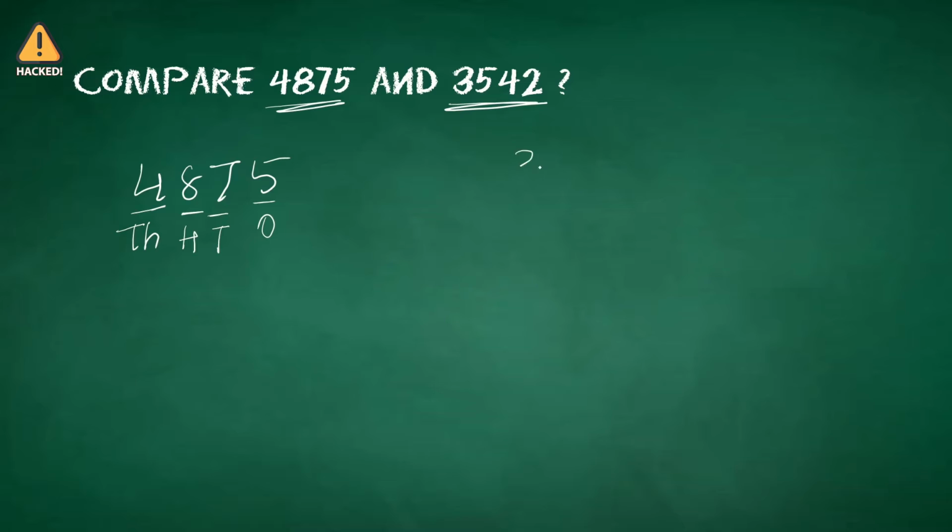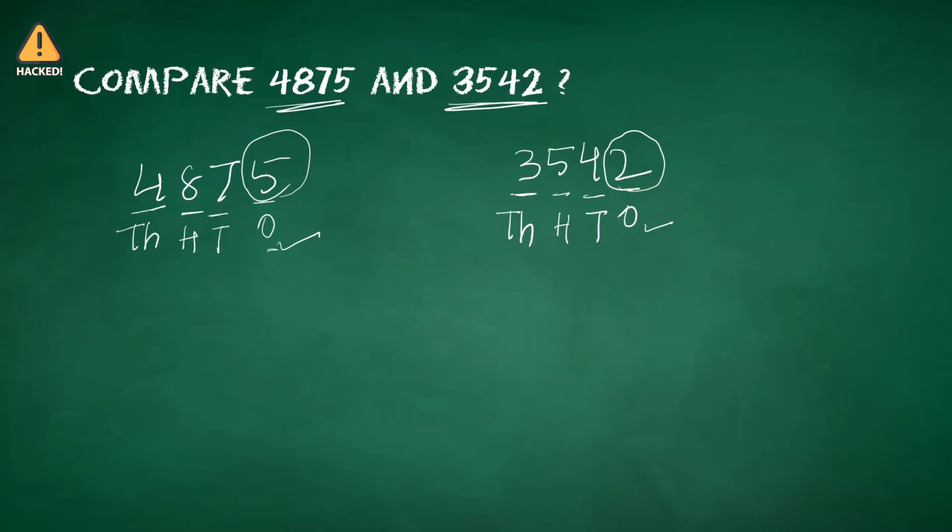And same in the number 3,542, 2 lies in the ones place, 4 in the tens place, 5 in the hundreds place, and 3 in the thousands place. Now we'll be comparing these numbers with respect to their places. So let me compare the ones place first. When comparing the ones place, we can find that 5 is much greater than the 2 in 3542. So 5 in the ones place is greater than 2.